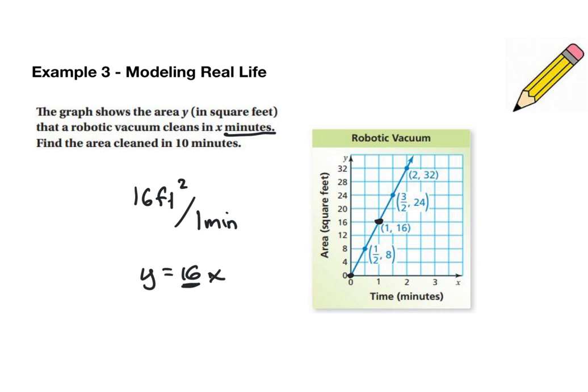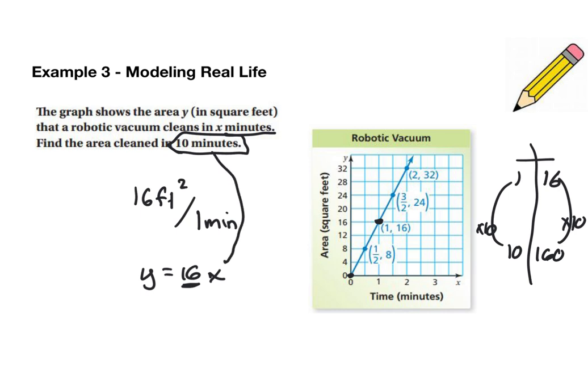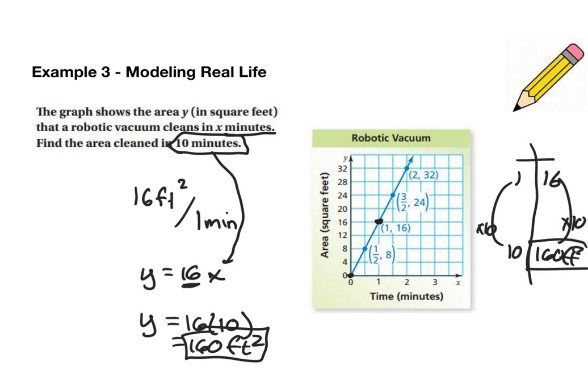So we have a couple different things we could do here. We could make a table, and we could say 1 minute and 16 square feet. We could multiply both sides by 10, and we could get 10 minutes is 160 square feet. Another thing we could do is we could use substitution, and we could substitute 10 in for X. So Y equals 16 times 10, and that equals 160 square feet. And either of those strategies are going to net you the same exact answer.